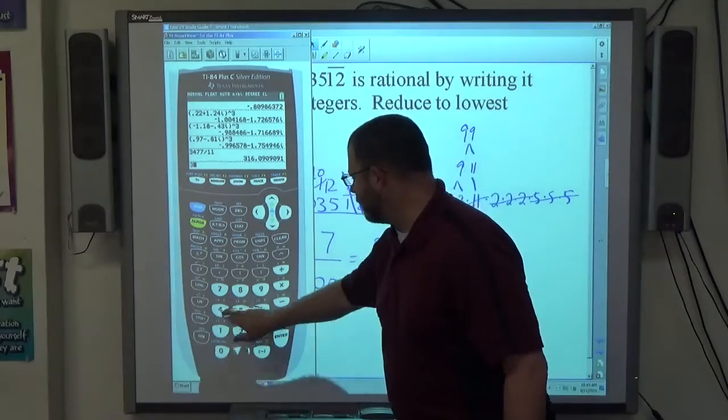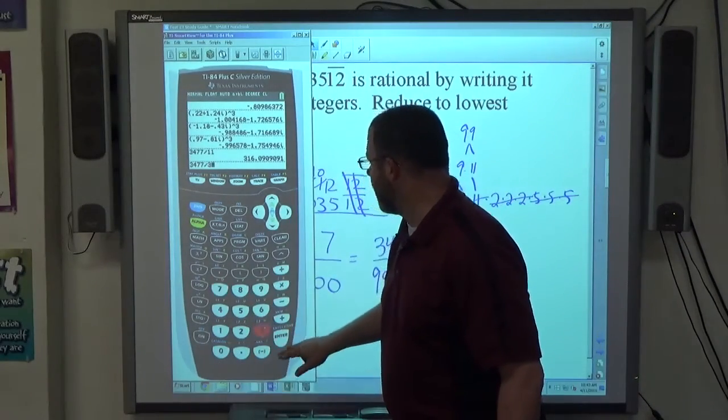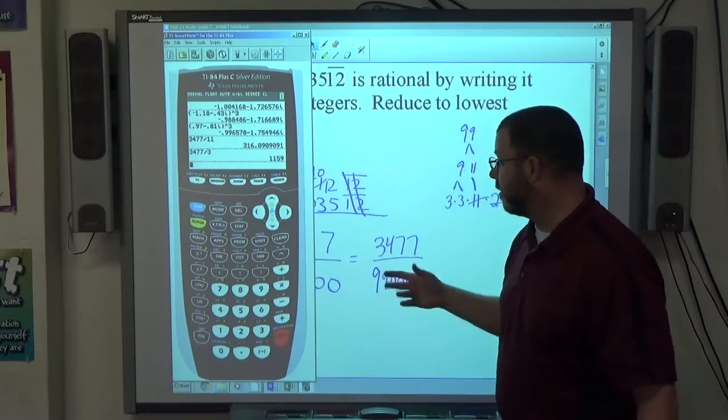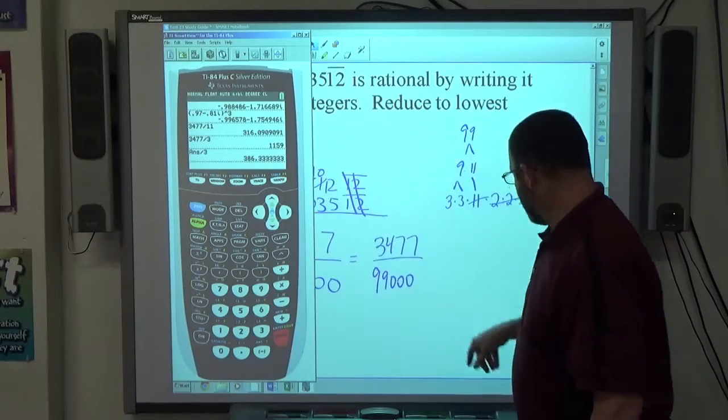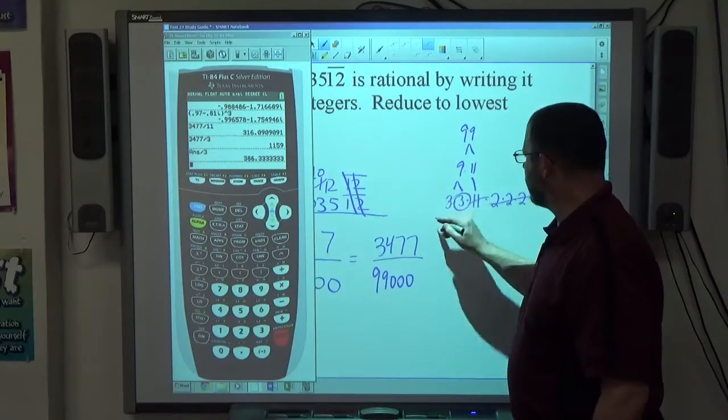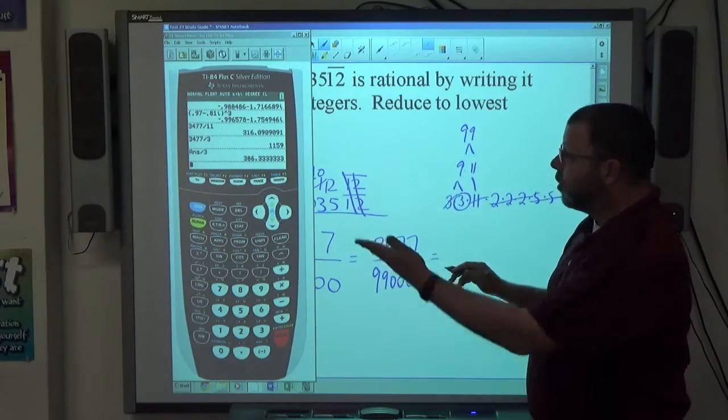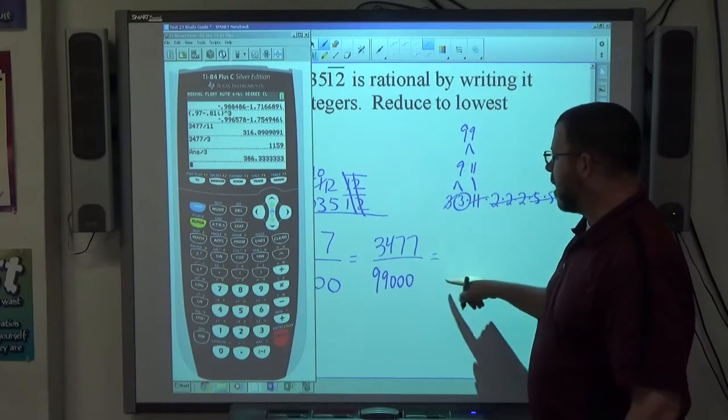If I do 3,477 divided by 3, I get 1159. So it does reduce by 3. Try 3 again, it doesn't. So it only divides by 3. So one of the 3's worked, the other one didn't. So to reduce it, I'm just going to divide both top and bottom by 3.